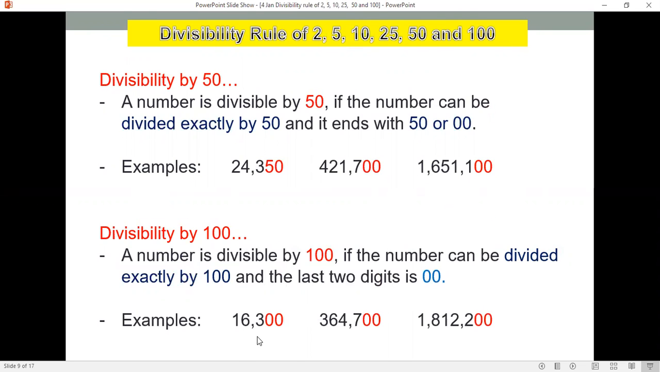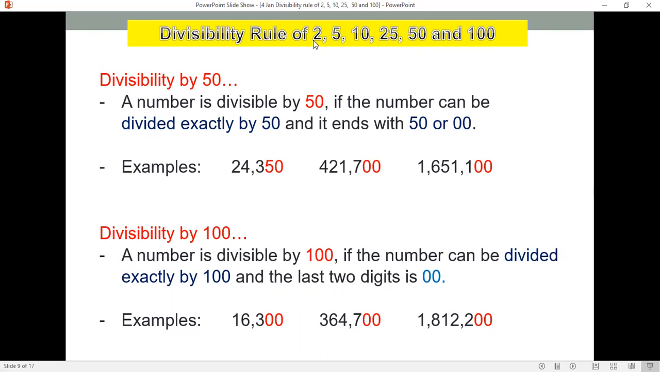Example, 16,300 ends with 00. 364,700 ends with 00. 1,812,200 ends with 00. Okay, so don't forget all the rules. Let's recap all the divisibility rules of 2, 5, 10, 25, 50, and 100.